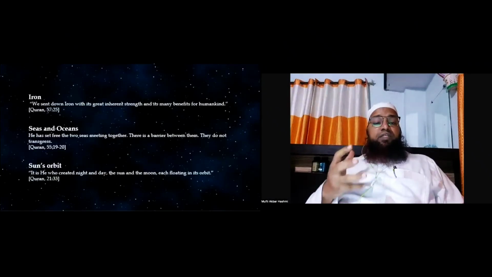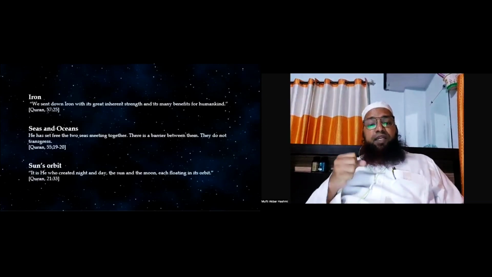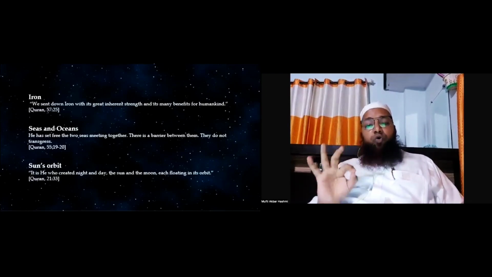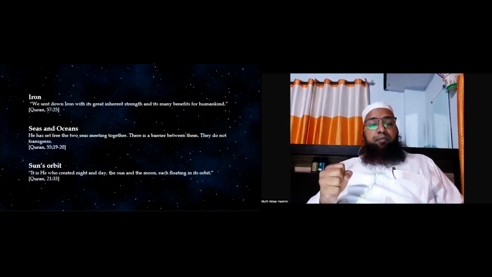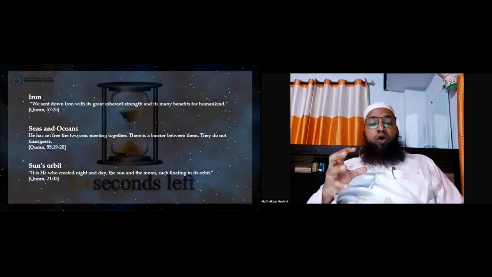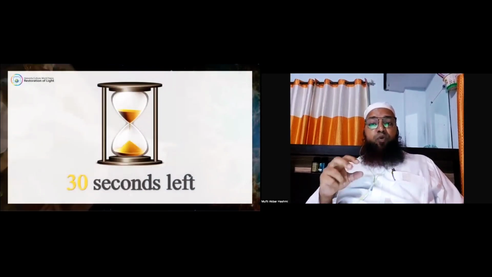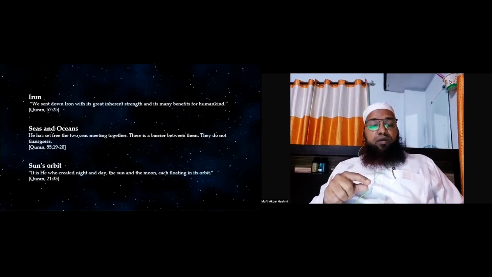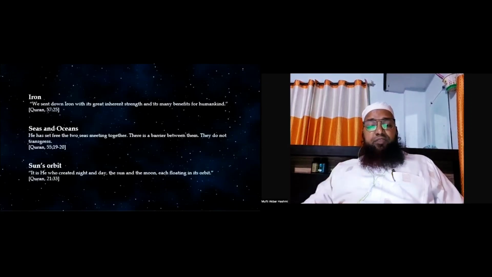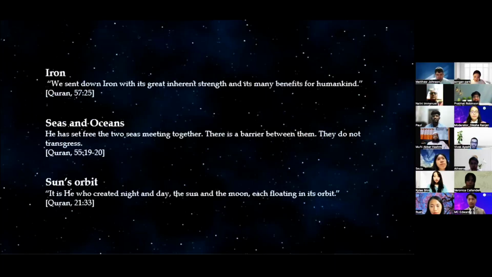Iron. Iron is not natural to the earth. It did not form on the earth, but came down to earth from outer space. This may sound strange, but it is true. Scientists have found that billions of years ago, the earth was struck by meteorites carrying iron from distant stars which had exploded. The Quran mentions: We sent down iron with its great inherent strength and its many benefits for humankind. Quran chapter number 57 and verse number 25.